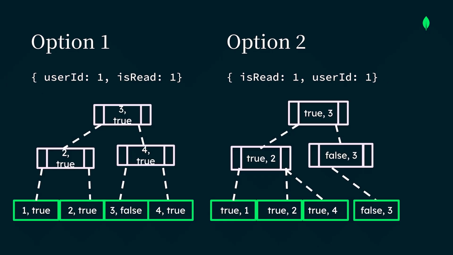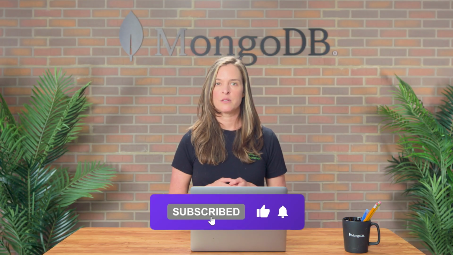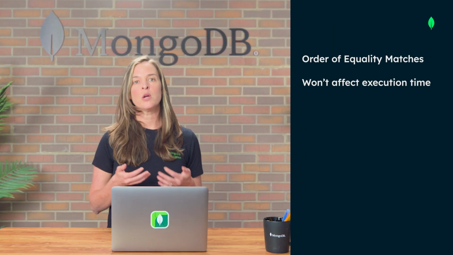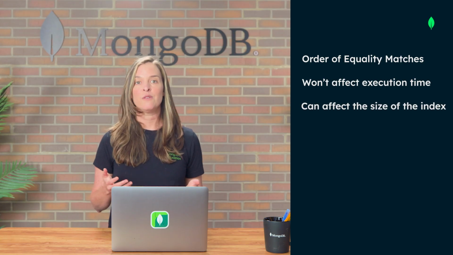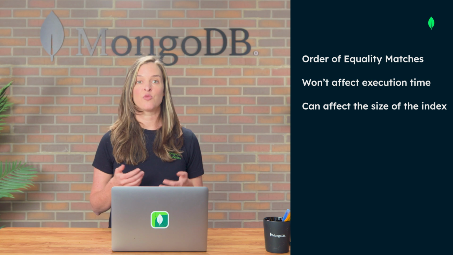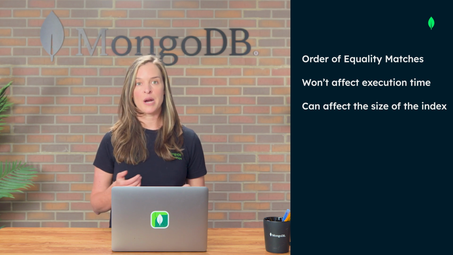The B+ tree for each option will have the same depth, which means that performance for both indexes will be the same. So why does the order matter? Well, the order of the equality match fields in the index won't affect query execution times, but it can affect the size of the index. This is because of MongoDB's index format, which uses prefix compression.